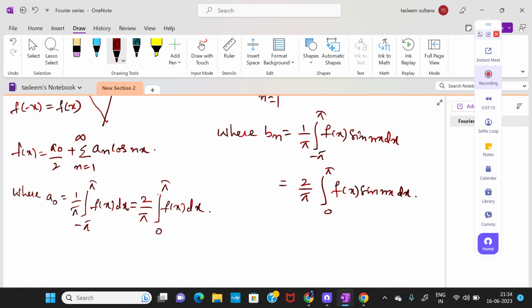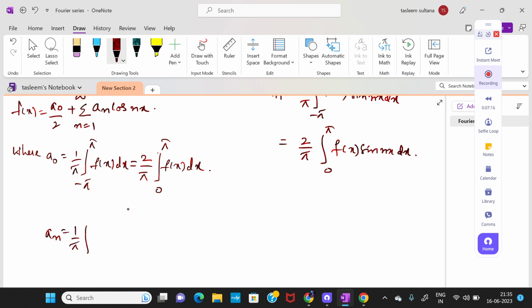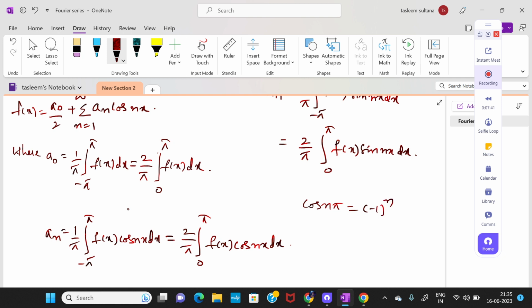And your an is equals to 1 by pi integrating minus pi to pi f of x into cos nx into dx. This will get changed to 2 by pi integrating 0 to pi f of x into cos nx into dx, where the standard formulas are there. Cos n pi value is equals to minus 1 to the power of n, and your sine n pi value is equals to 0. These are the only main formulas we are going to use in this integration part.